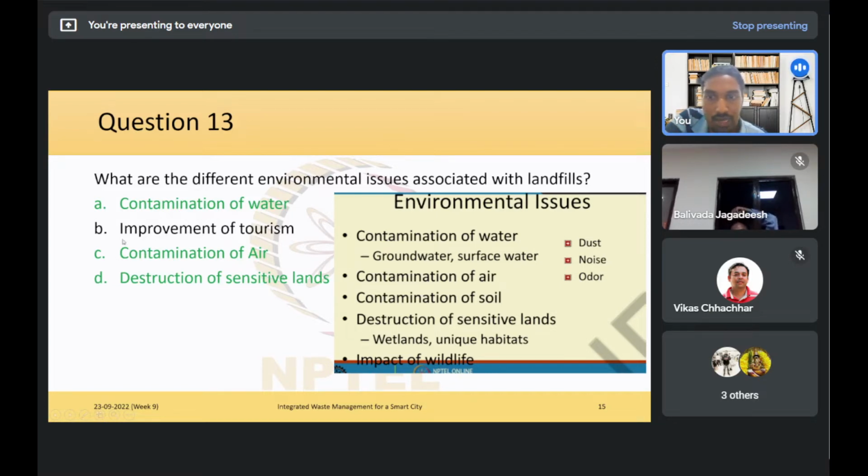Contamination of air: again, the landfill gases, if we are not managing them properly, could potentially contaminate the air. And the final one is destruction of sensitive land. Based on where the landfill is sited, it could lead to destruction of sensitive land, such as if we are putting it in unique habitats for some species. We could end up destroying those sensitive lands or any wetlands by contaminating them. That is an environmental issue. So all three options A, C, and D are issues concerning the environment.